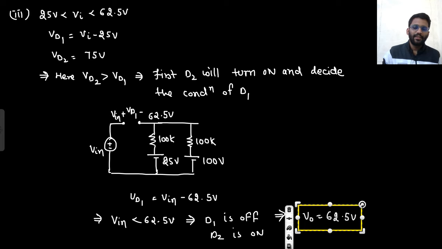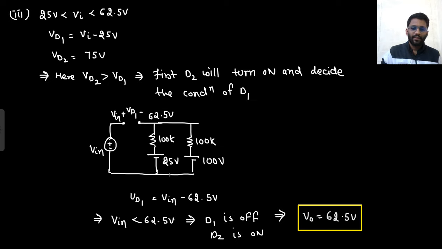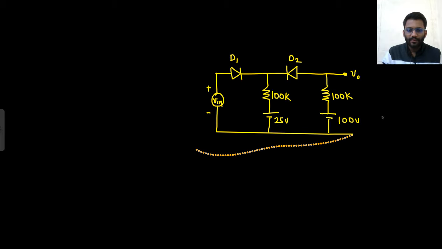So from 0 to 62.5, your D1 is always off and D2 is always on. This will be the condition. Now when Vin is greater than 62.5 volt, what will happen? At that time, D1 will turn on, right? We will do it on the next page. So this is our circuit.